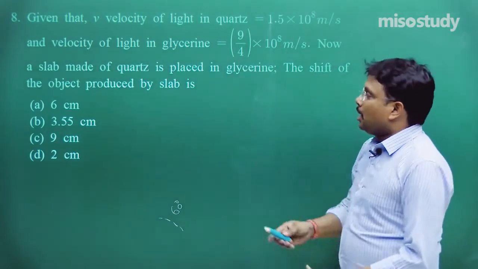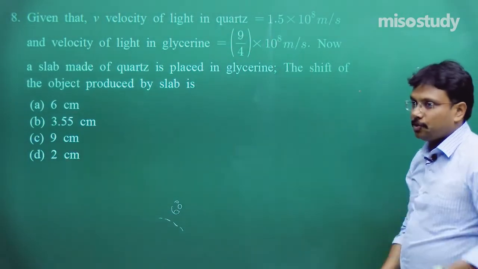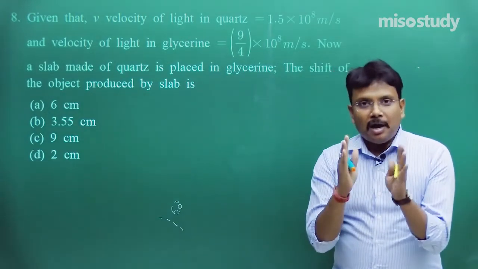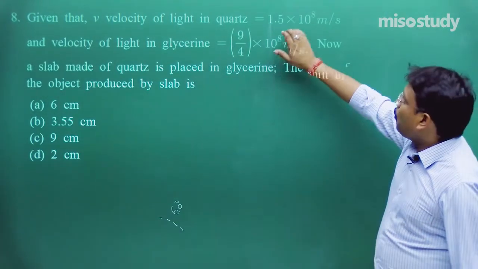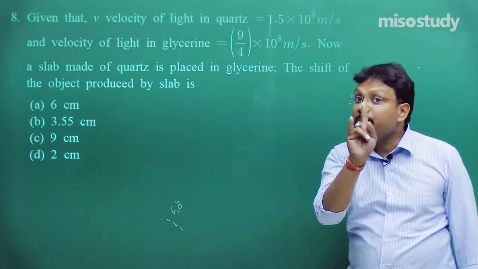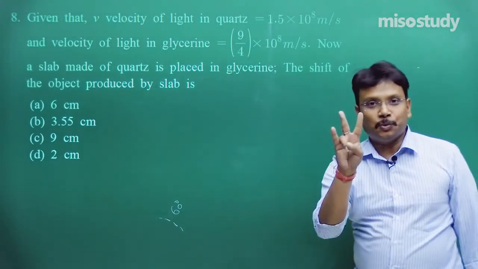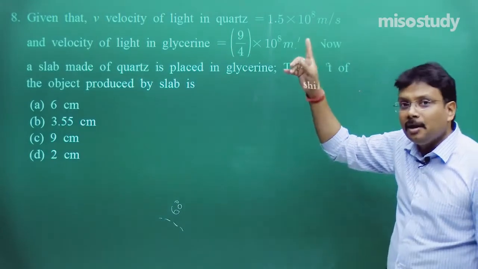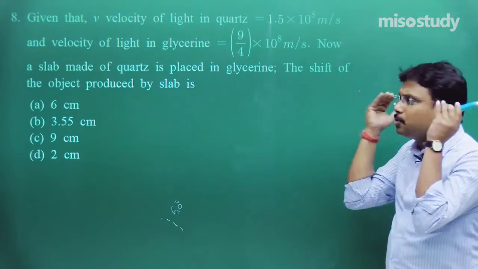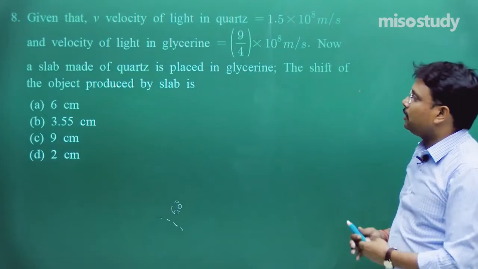I'll show you that. Given that velocity of light in quartz is this much, whenever you are reading the question, my one simple humble suggestion is, what does it mean? It means c upon v, means refractive index. So you can simply say refractive index is 3 into 10 to the power 8 divided by 1.5 into 10 to the power 8. Whenever you are reading the question, these points should definitely come out in your mind. By that way you can revise all these concepts.